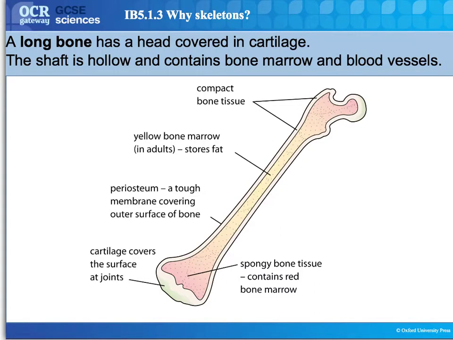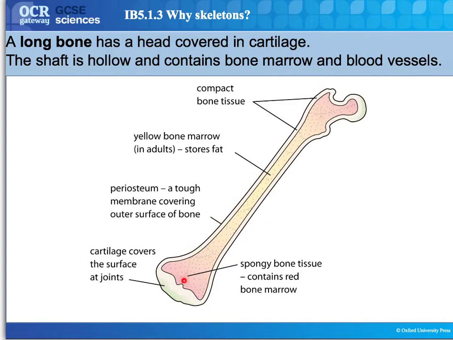This is the structure of a long bone. Here you can see we've got an outer covering. The outer layer is bone tissue. This strengthens the bone. Through the middle of the bone, we've got bone marrow. Yellow bone marrow, which stores fat, through the middle in adults, and towards the end we've got spongy bone tissue, which contains red bone marrow. It's also worth noting that on the ends, the joints on the surface, we've got cartilage covering this area.